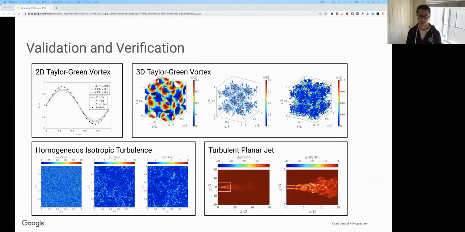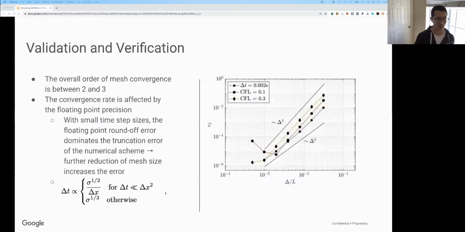So to validate and verify this solver, we perform various canonical simulation cases. And what I'm listing here are 4 of the cases we considered, which are the 2D and 3D Taylor-Green vortex cases, the homogeneous isotropic turbulence case, and the turbulent planar jet case. We compare our results with the literature and also some experiments, where we see good agreement, so that we have basic confidence in the accuracy of our solver.